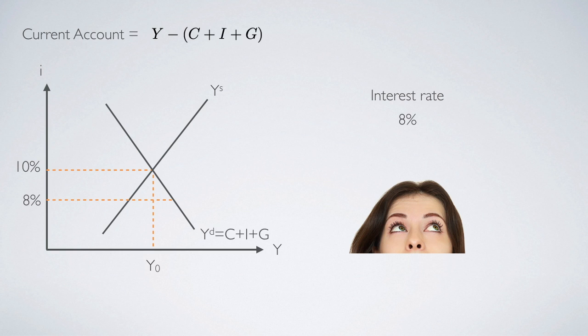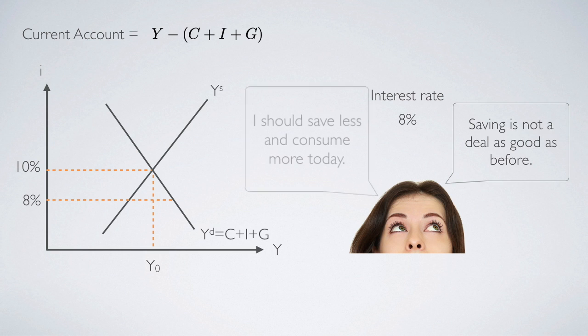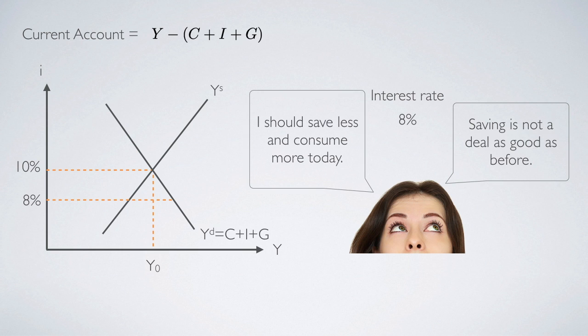When the interest rate drops to 8%, the household might think that saving is not as good a deal as before, because now saving gives you less interest income. Then the household will decide to save less and consume more today. That's why when the interest rate drops, the YD quantity will increase, just like what the red dot shows.